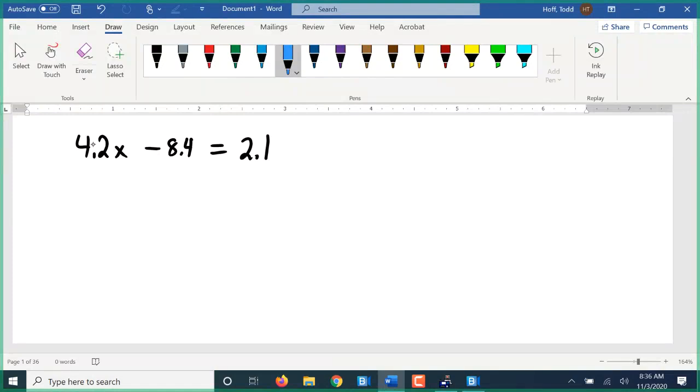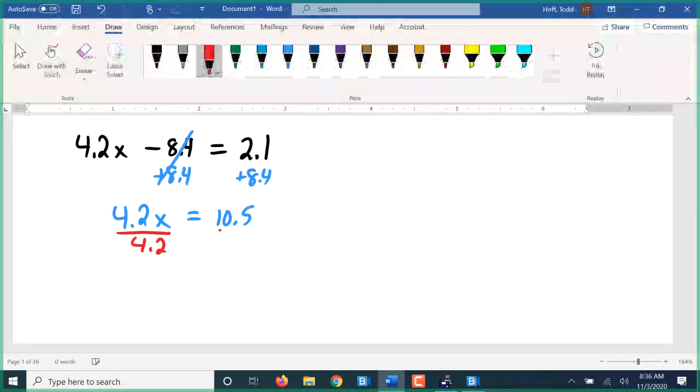X has been multiplied by 4.2, and then 8.4 was subtracted from it. So we're going to add 8.4. Gets rid of the minus 8.4, leaving us with 4.2x on the left side. On the right side, 2.1 plus 8.4 is 10.5. And then we're going to divide by the 4.2. X equals 10.5 divided by 4.2 is 2.5.